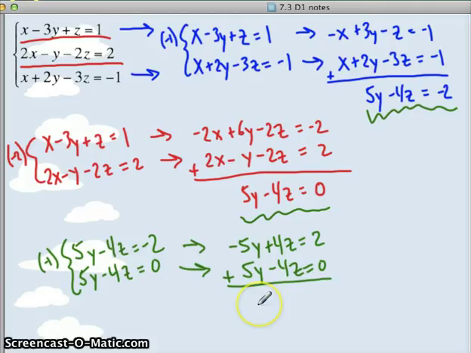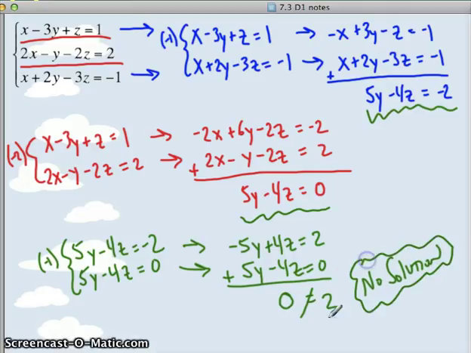When I add them up, those will be 0. And when I add these up, those will be 0. I'll have nothing over there on the left. On the right, I'll have a 2. Those don't equal one another. So that means no solution. When a number does not equal another number, that means no solution.